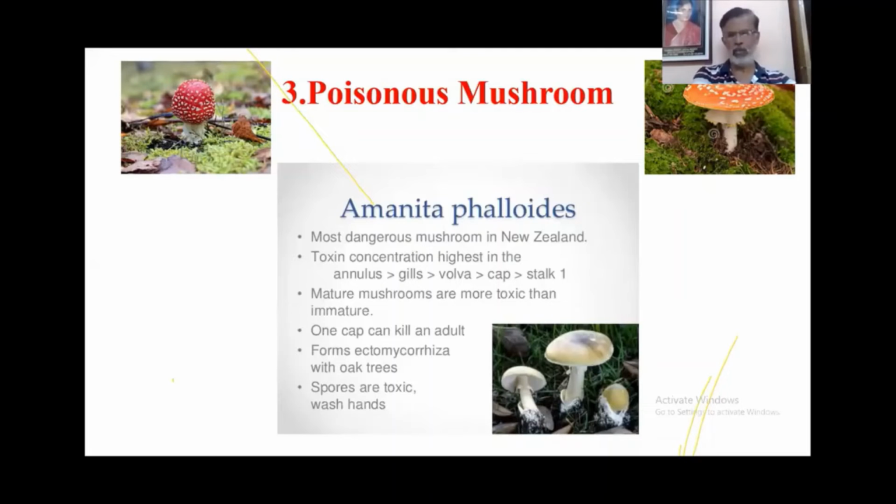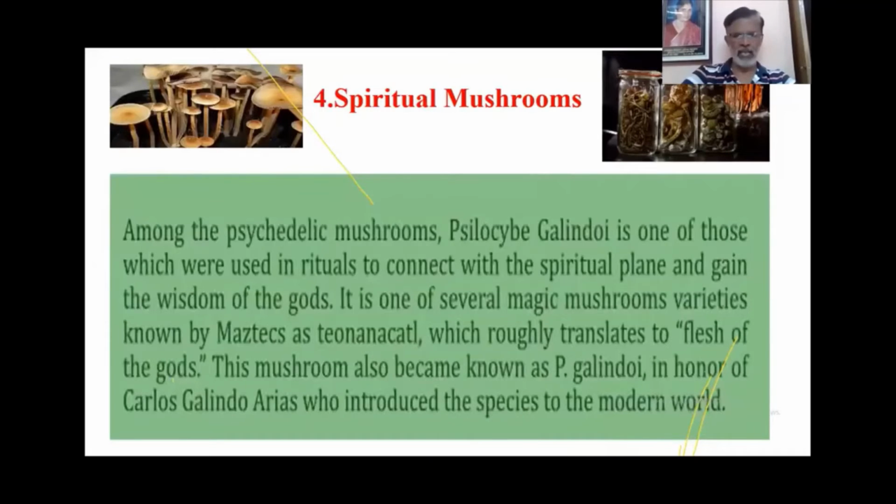Then the fourth one is the spiritual mushrooms, right? The psychedelic mushroom Psilocybe galindoi is used in rituals to connect with the spiritual plane and the wisdom of gods. It is one of several magic mushroom varieties known to the Aztecs as teonanacatl, which roughly translates to flesh of the gods. This mushroom also came to be known as P. galindoi in honor of Carlos Galindo Arias, who introduced the species to the modern world. So mushrooms also have a spiritual dimension to them.